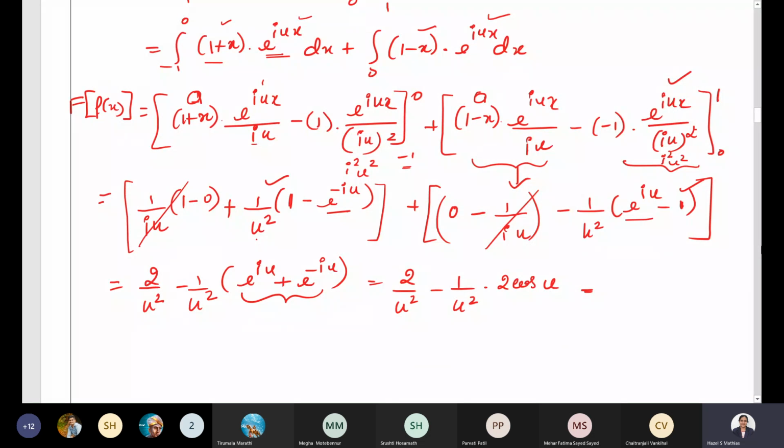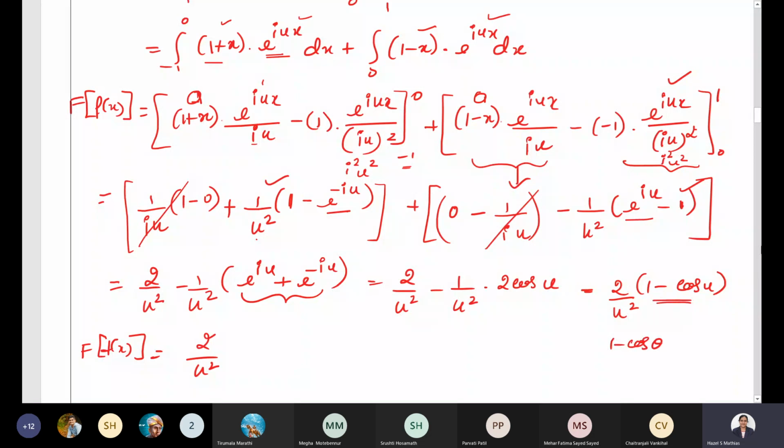In yesterday's class I gave the definition of it. e^(iu) + e^(-iu) is the same as 2 cos u. So now if I take 2/u² outside, common from both the terms, what do I get? 2/u² is common, 1 minus cos u remains. So what is f(x)? f(x) is nothing but 2/u² into (1 minus cos u).